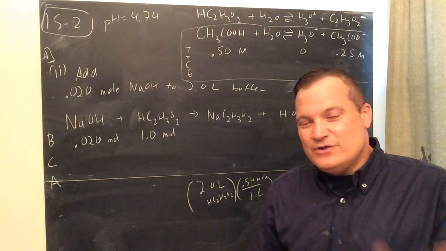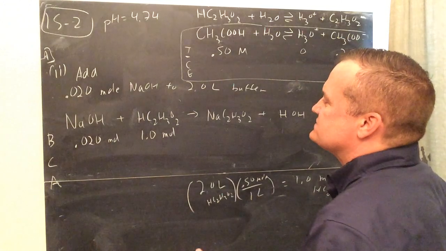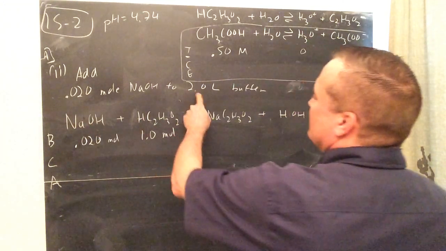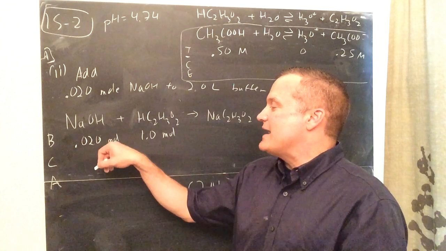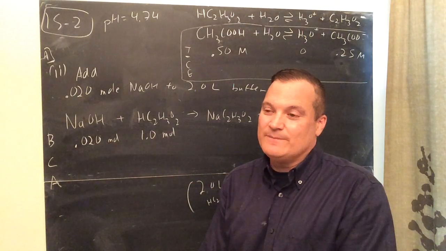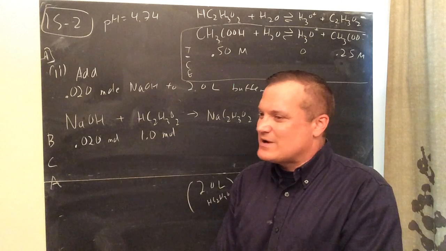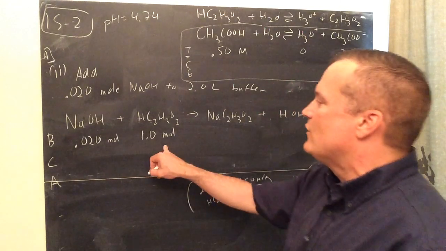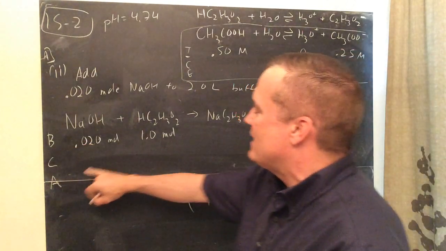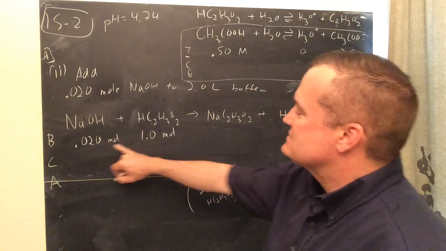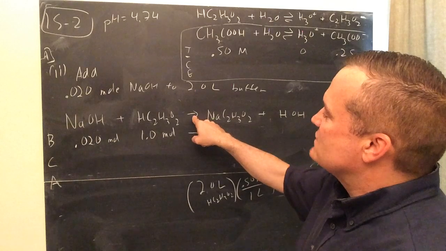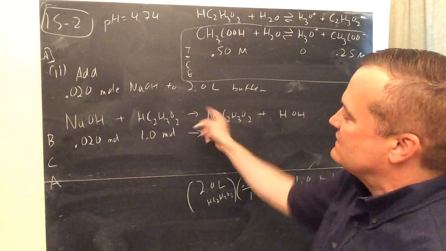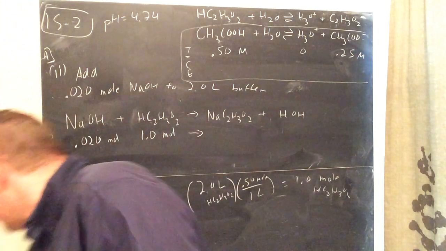Now, you could, if you wanted to, have said, well, 0.020 in 2 liters, 0.020 divided by 2, that's 0.010 molar. And I could put molarity there if I wanted to. But I just like, for whatever reasons, to put only moles in this box, the BCA box. I got 0.020 of this, 1 mole of this, and they're going to react. The other thing about this box is notice the arrow only goes one way. It's not going to be a two-way equilibrium. All right.